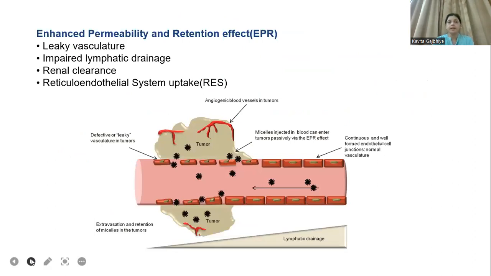So what is the EPR effect? EPR, enhanced permeability and retention, provides the proper environment for entry of cytotoxic drugs through the carrier system because it serves as a leaky vasculature, with impaired lymphatic drainage, renal clearance, and reticuloendothelial system uptake. So you can see here in the tumorous condition, vasculature must be leaky. So a nanocarrier system can easily penetrate inside the tumorous cell for more accumulation and retention of the drug in a desired microenvironment as compared to the other areas of the blood vessels.